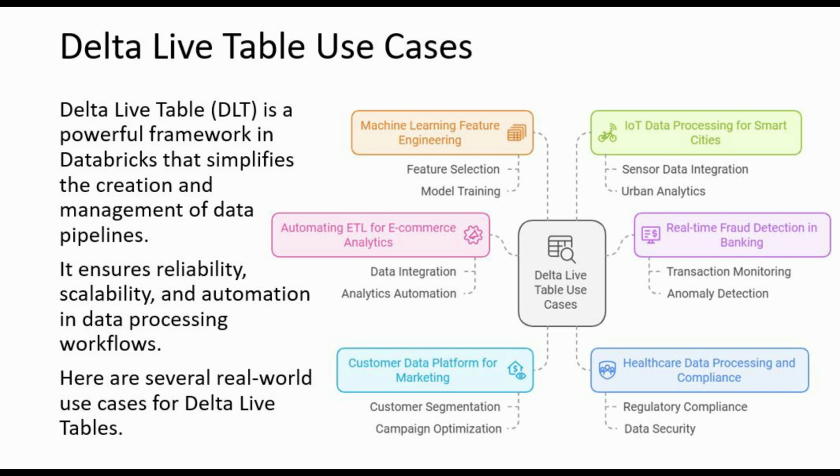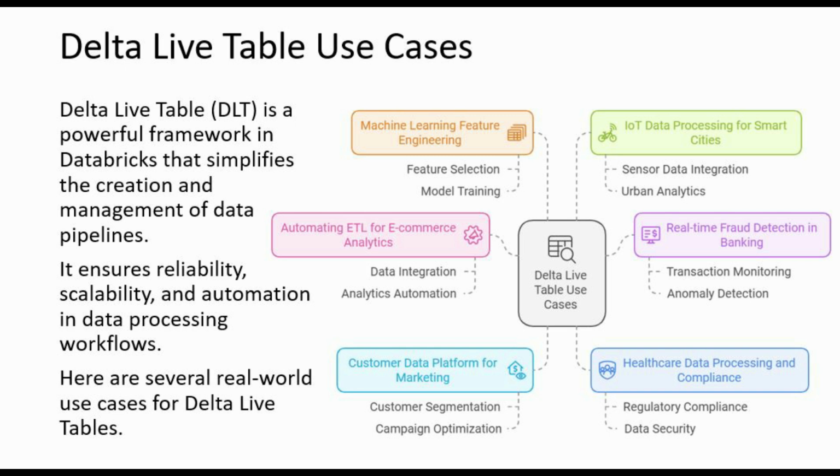With Delta Live Tables, they can ingest raw transaction data from cloud storage, clean and transform the data to calculate daily sales and top products, validate data quality using built-in expectations, and automate updates to dashboards for continuous insights. This ensures data is always fresh and ready for analysis, saving time and reducing manual errors.